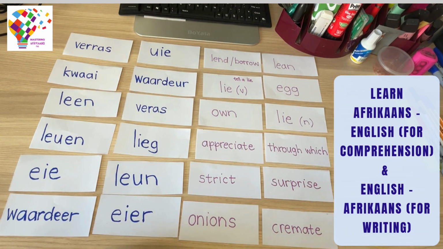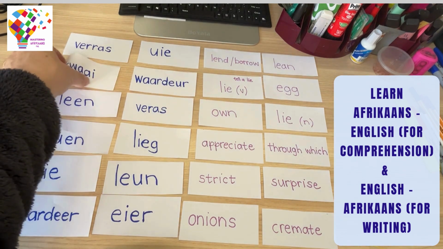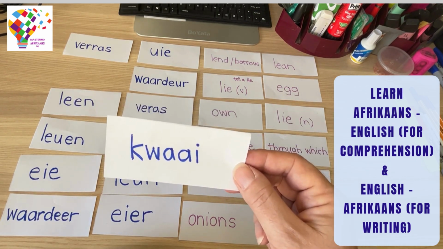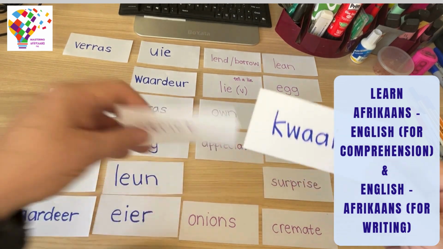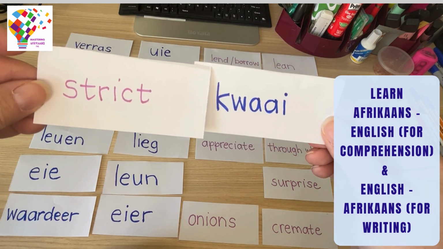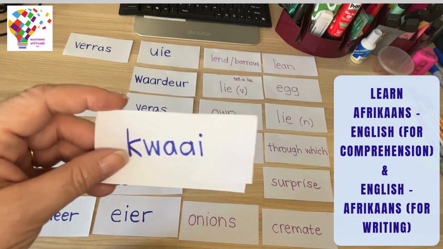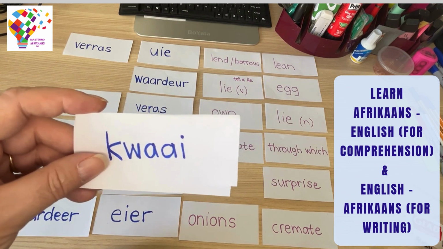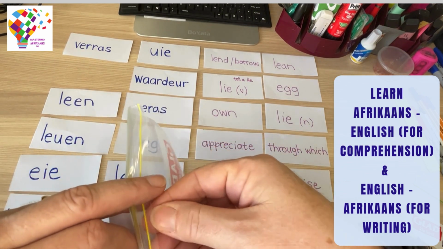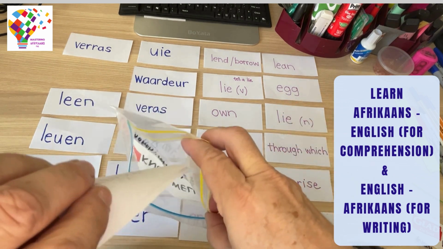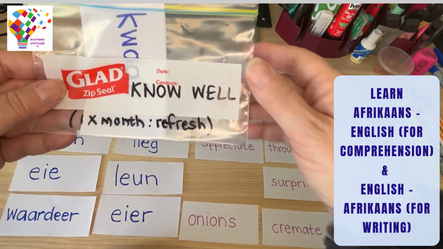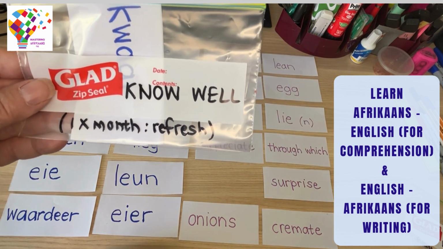So say, for instance, we take the word kwai. A lot of people confuse kwai because they think kwai means angry. Okay, kwai actually means strict. So now you have learned that kwai means strict. You can test yourself, and once you're sure that you know what it is, you can put it into the know well packet. With my know well, I'm only going to practice them once a month because I'm going to be using it to refresh my memory.